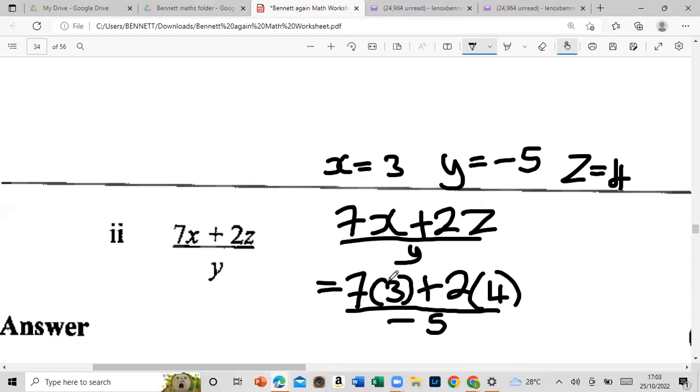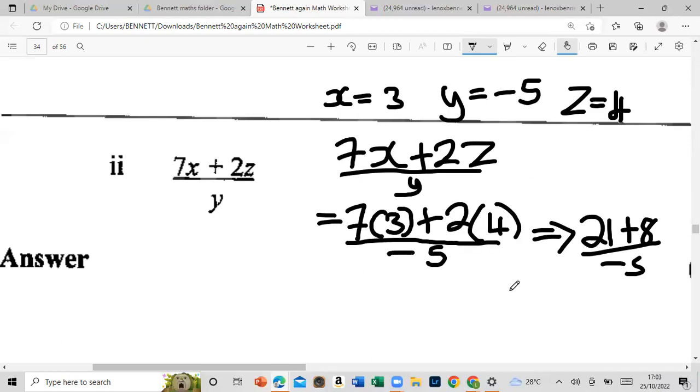So the bracket means to multiply. So 7 multiplied by 3, that is 21. And 2 times 4 is 8. And we divide by negative 5. So let us finish the math. 21 plus 8 should give us 29. And then we divide by negative 5. See, it's like when you show them, so you understand it. So what you do? 5 into that, 5 fives are 25.